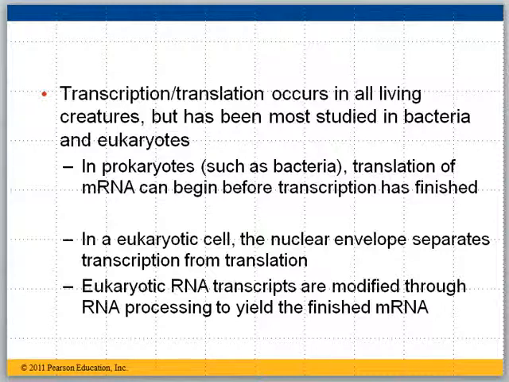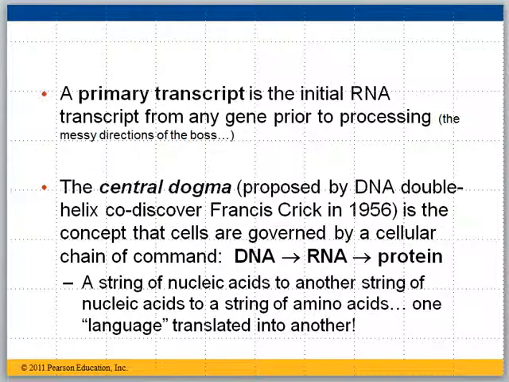So that's kind of what's going to happen inside the cell too. The DNA creates this RNA transcript, but it's kind of a messy, quick version, and that's going to have to be cleaned up and modified before it gets sent out to the ribosomes to do the actual work. That initial messy set of directions is called the primary transcript. That's the initial RNA transcript from any gene prior to processing, and then we'll find out later how that gets changed and cleaned up a little bit before it gets sent out to the ribosome.